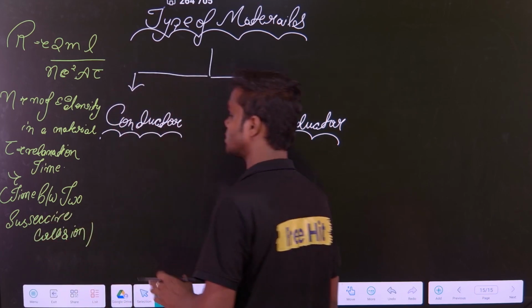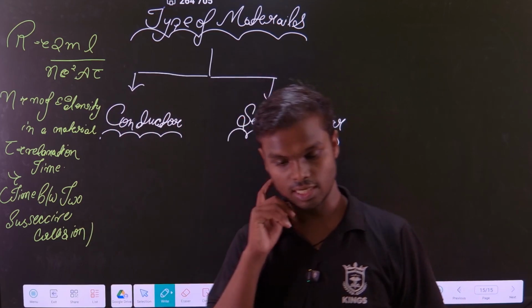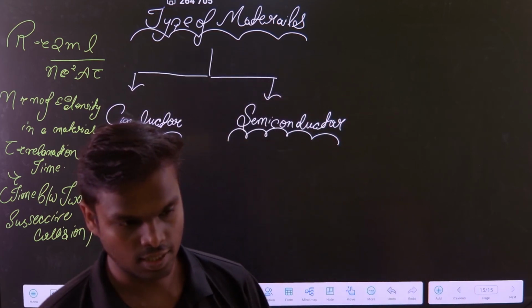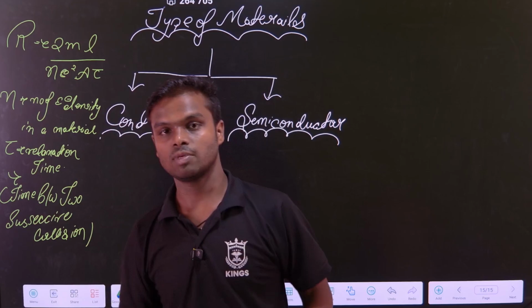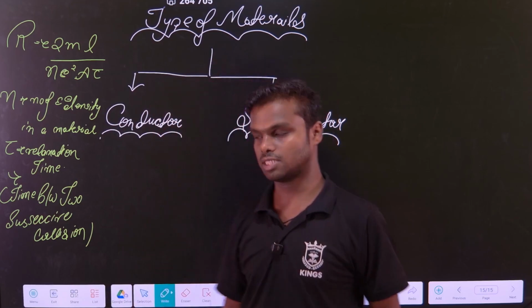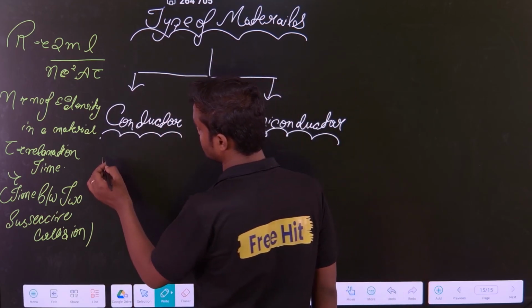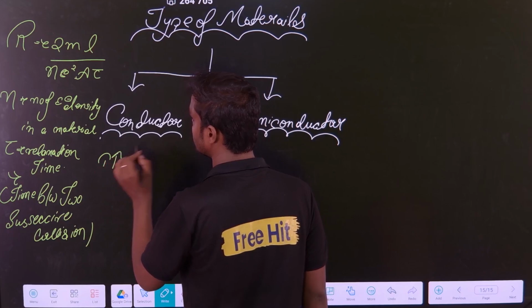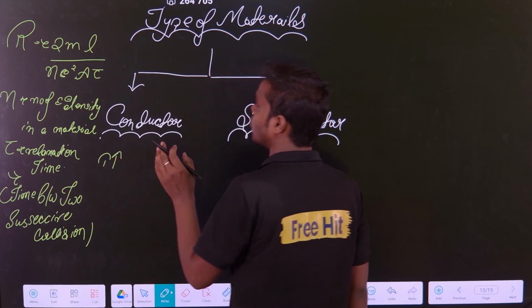If you try to understand this, then you will get a better idea that it is a time between two successive collisions. Suppose I increase the temperature. Basically, we have to study what is going to happen here. So if I am going to increase the temperature, first tell me what is going to change.